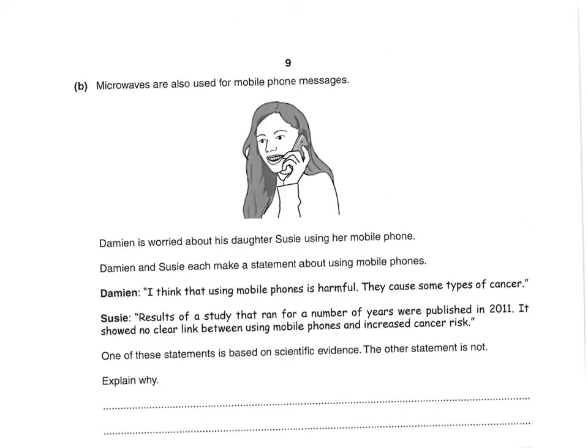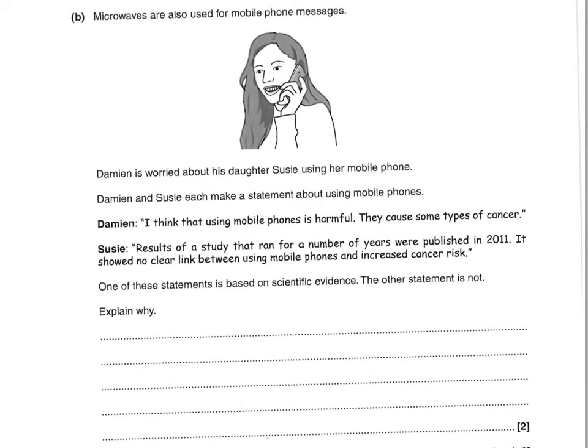So microwaves are used for mobile phone messages. Damien is worried about his daughter Susie using her mobile phone. Damien and Susie each make a statement about using mobile phones. Damien says, "I think that using mobile phones is harmful, they cause some types of cancer." And Susie says, "Results of a study that ran for a number of years were published in 2011. It showed no clear link between using mobile phones and increased cancer risk."